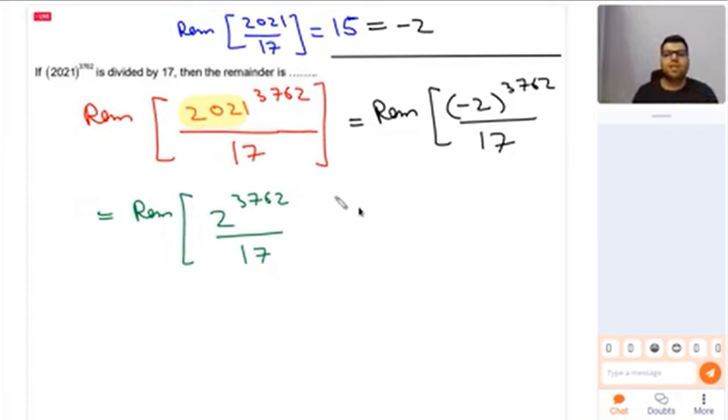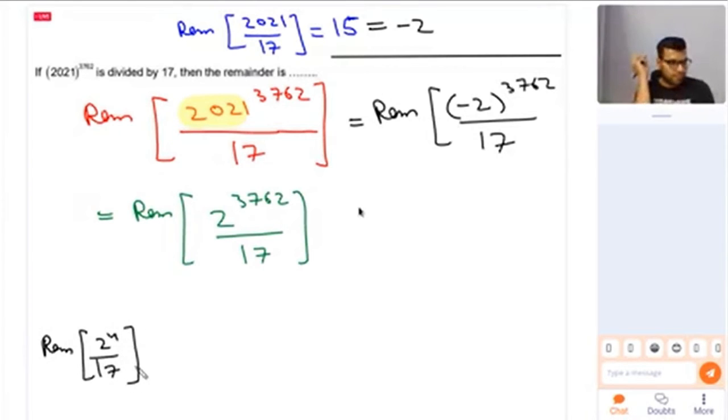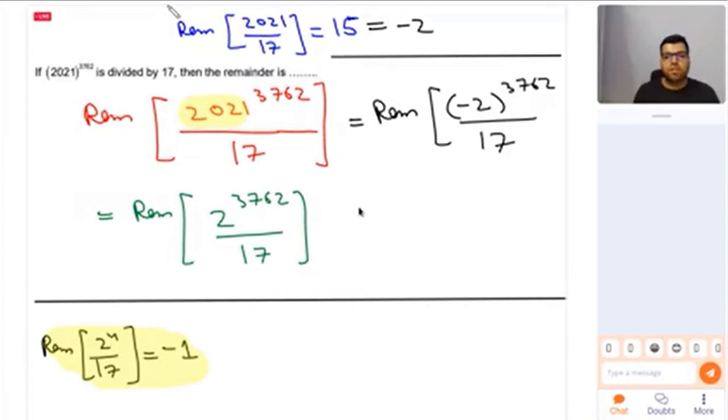Just for your understanding, I'm writing it over here. We will use the fact that remainder of 2 raised to power 4 with 17 is equal to minus 1. So we will use this fact. We just have to break 3762 into parts of 4. So let us do this activity.